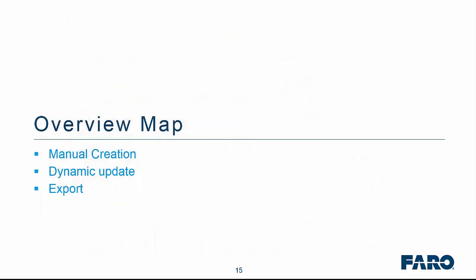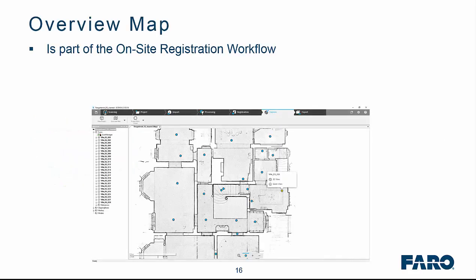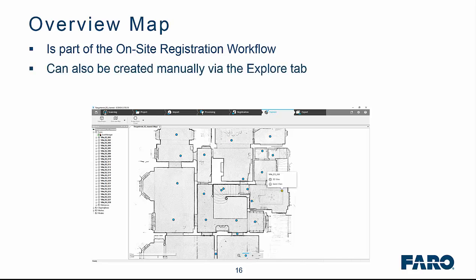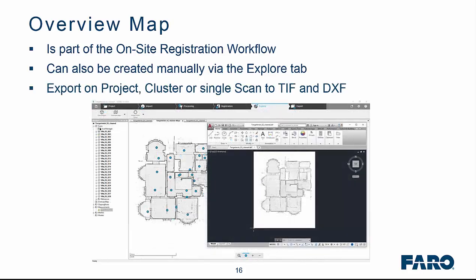We then move over to the overview map. So with the overview map, it's part of the on-site registration workflow, which I've mentioned I will cover in another tutorial. But it can be created manually on the Explore tab. So if you look top left hand side of the Explore tab, you'll see the overview map, under which you can create it manually. Once you've done this, you can export that on a project, a cluster, or a single scan to a TIFF or a DXF file, which in this instance we've brought into AutoCAD to show you how we can then utilize that data.